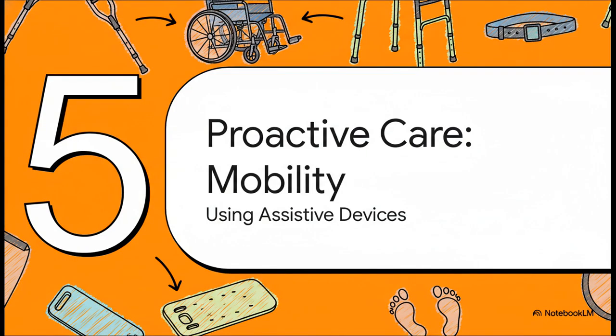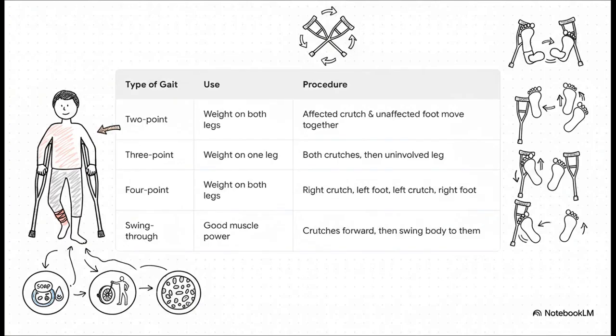All right, our next proactive move is, you guessed it, promoting mobility. And that means knowing how to use assistive devices safely and correctly. You are definitely going to get questions that ask you to match the right crutch walking style or gait to the right patient. This table is your cheat sheet.